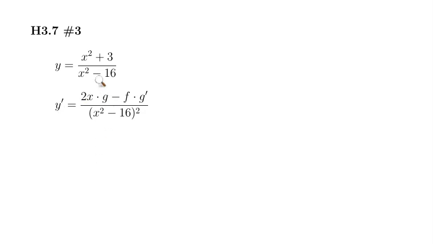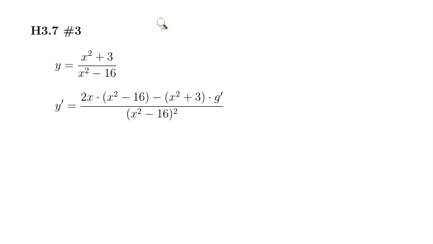g is just the denominator, so I'm going to copy the denominator, which is x squared minus 16. And f is the numerator, so I'm going to replace f by x squared plus 3. And the last one is g prime, which is the derivative of the denominator, which is 2x again. So we're done taking the derivative.